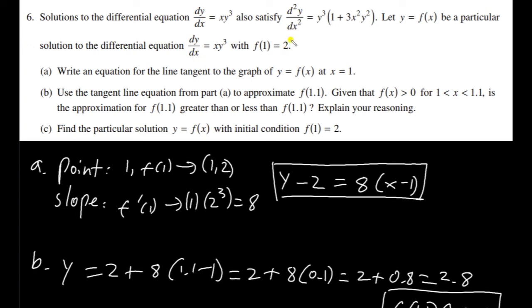Why am I looking at the second derivative again? Well, it's because we need to look at concavity to determine whether the approximation is greater than or less than, and when I think of concavity, I think of second derivative. Okay, so looking at here, we know that x is always positive, and f of x is always positive for x between 1 and 1.1. Okay, so since x and y are both positive, the second derivative is going to be a positive times a positive, so the second derivative is also going to be positive, right?